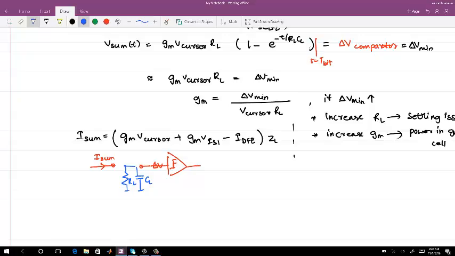Delta C or delta V? ZL is the load, which is RL, CL, I have put in here.